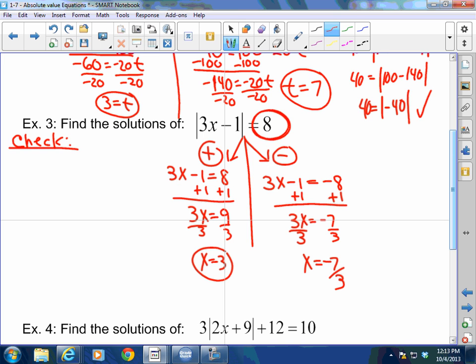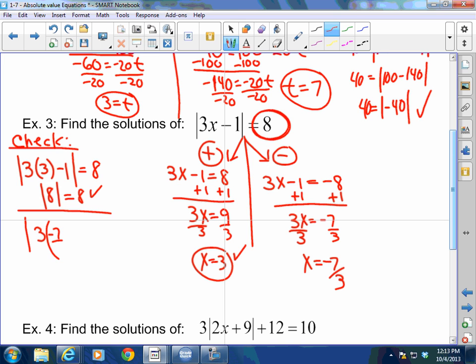Gotta check it. So let's see. Absolute value of 3 times 3 minus 1, does that equal 8? This is 9 minus 1, which is the absolute value of 8, which does equal 8. X equals 3 works. Let's check negative 7/3. 3 times negative 7/3 minus 1, does that equal 8? Well, the 3's here cancel. Negative 7 minus 1 is negative 8. The absolute value of negative 8 is 8, so it works. Both of these are valid solutions.